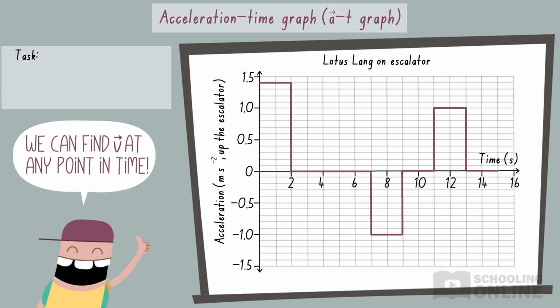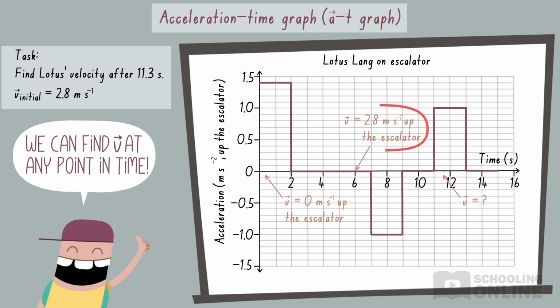We can repeat this process for any time included within the graph. It doesn't need to be a nice, round number. For example, let's find Lotus's velocity after 11.3 seconds. We already know her velocity after 0 and 6 seconds, and we can use either of these points to get the correct answer. For the sake of this calculation, we will set the initial time to be 6 seconds, so her initial velocity is 2.8 metres per second up the escalator.